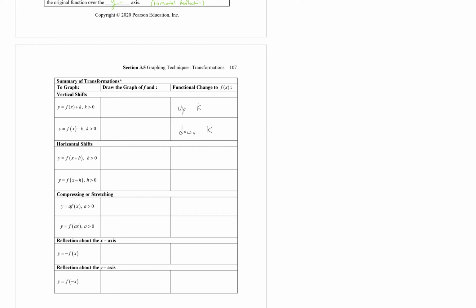I'm not going to draw it. There you go. And then what about if I'm adding to the x? If I'm adding to the x, it's going to go left k units. If I'm subtracting from the x, it's going to go right k units. If I multiply by a number outside and it's big, it's going to vertically stretch.